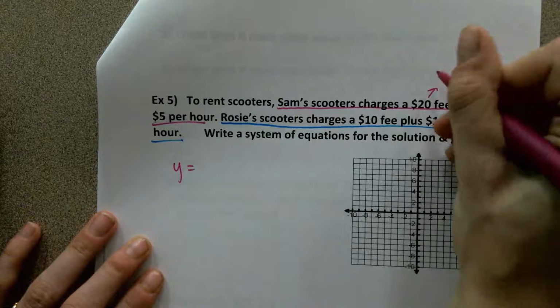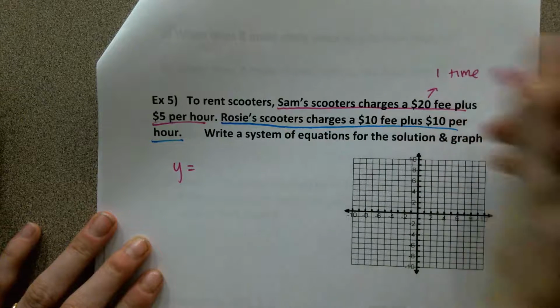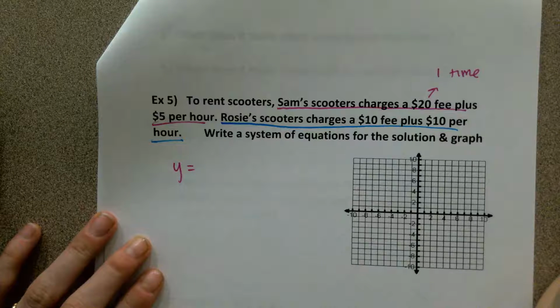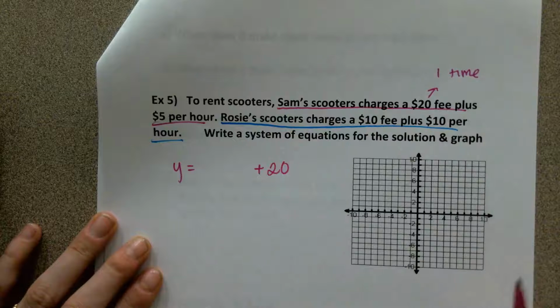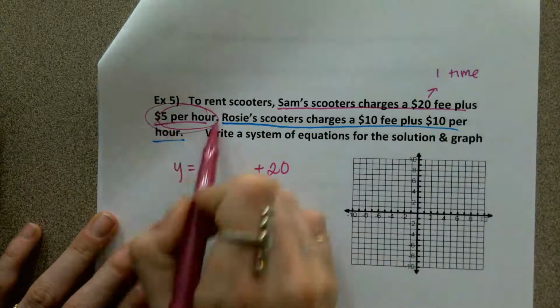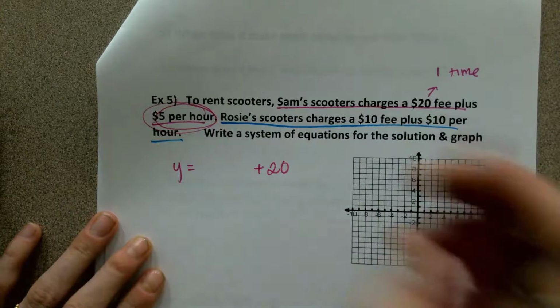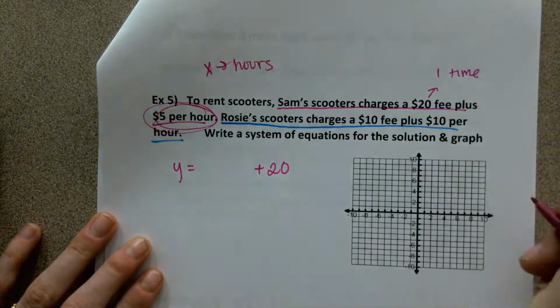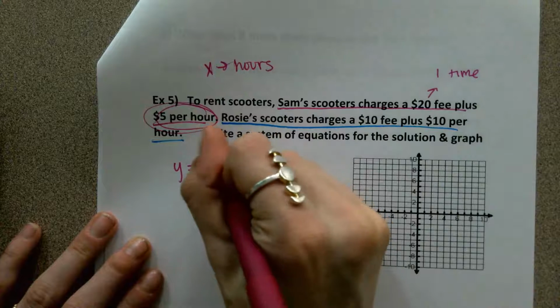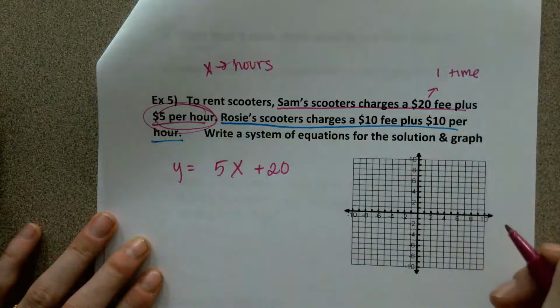This $20 fee is a one-time fee. Okay, so it's not changing over time, so it's going to be added to the end. This $5 per hour, if x represents hours, okay, that's changing over time. So we'll have 5x plus 20.